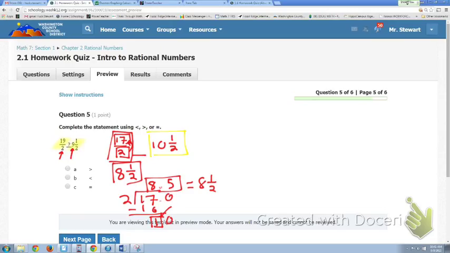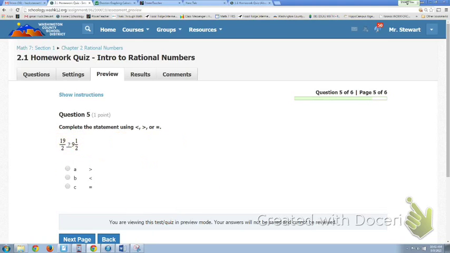So which one's bigger, by the way, 8 1/2 or 10 1/2? In my example, 10 1/2 is bigger, so I would say 8 1/2 is less than 10 1/2. But you'll need to evaluate. I made my own up, so that's not the answer here. You'll need to evaluate your own, convert it either to mixed or improper, and then work with that.